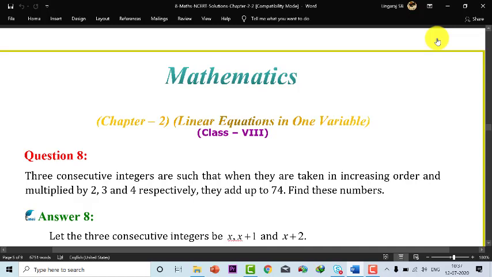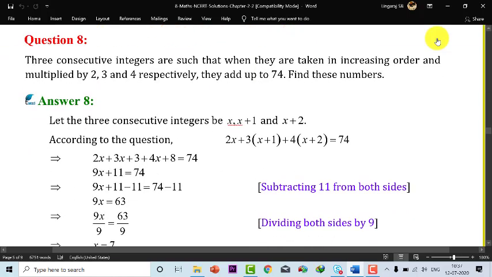Three consecutive integers are such that when they are taken in increasing order and multiplied by 2, 3 and 4 respectively, they add up to 74. Find these numbers. So here solution, let three consecutive integers be x, x plus 1 and x plus 2. So according to the question, 2x plus 3 of x plus 1 plus 4 of x plus 2 is equal to 74.